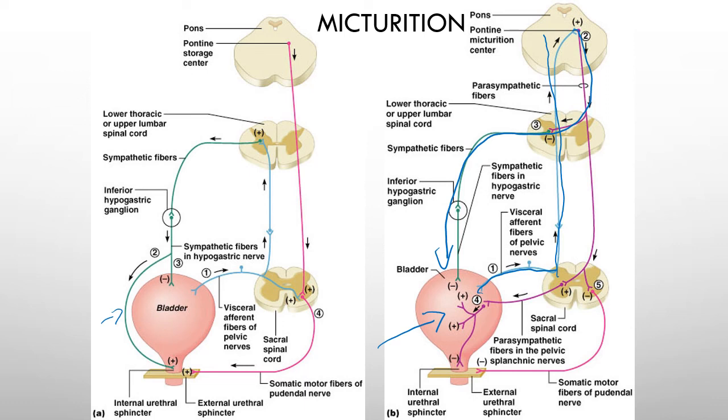From there, we send signals down to the cord, and as those signals come down through the cord, again, they're going to cause contraction of the bladder muscles, as well as relaxing the internal sphincter. And if we're not potty trained, relaxing the external sphincter as well. And then we just start to urinate.